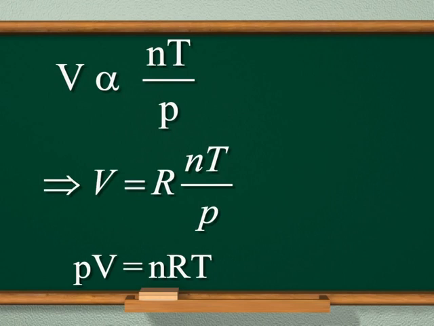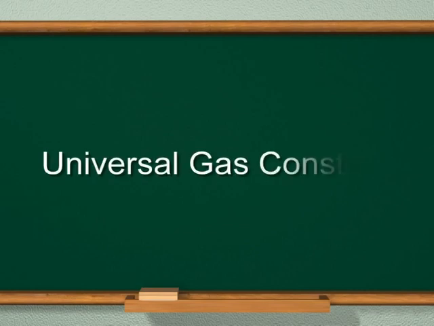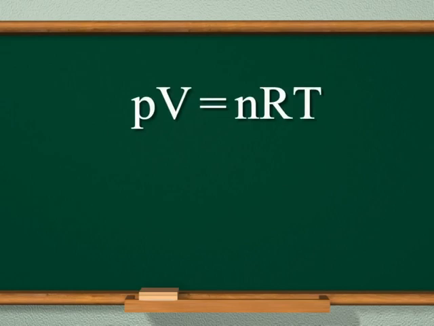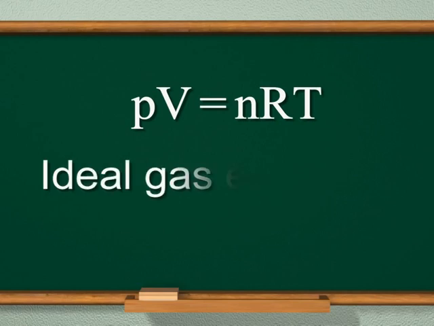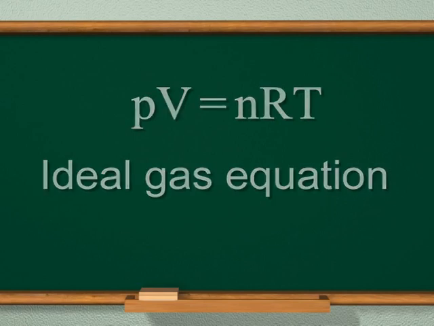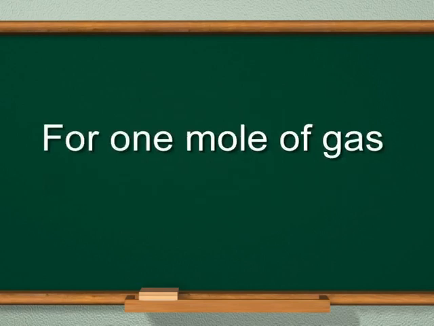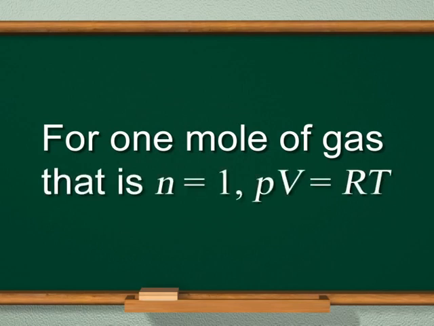R is same for all gases, therefore it is also called as universal gas constant. This equation, P multiplied by V is equal to n multiplied by R and T, is called ideal gas equation. For 1 mole of gas, that is n is equal to 1, P multiplied by V is equal to R multiplied by T.